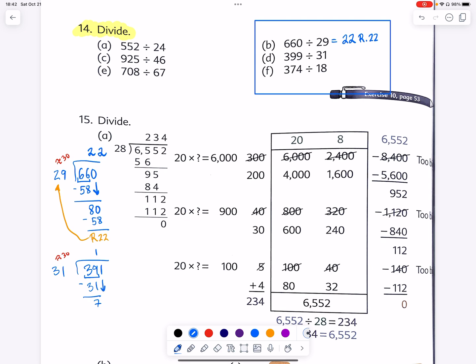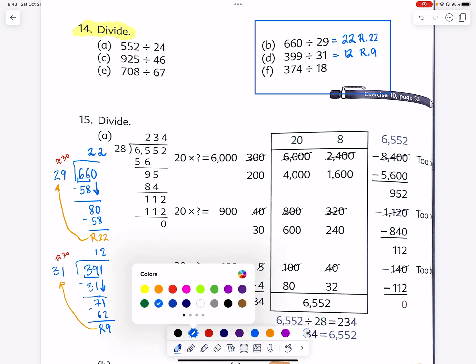Let's bring down the next digit, 71. How many times does 31 go into 71? Also quite simple math. 2 times. 62. And 71 minus 62, the remainder is 9. Is our remainder smaller than the divisor? Yes, it is. Let's write our answer. 399 divided by 31 is 12 and remainder 9.